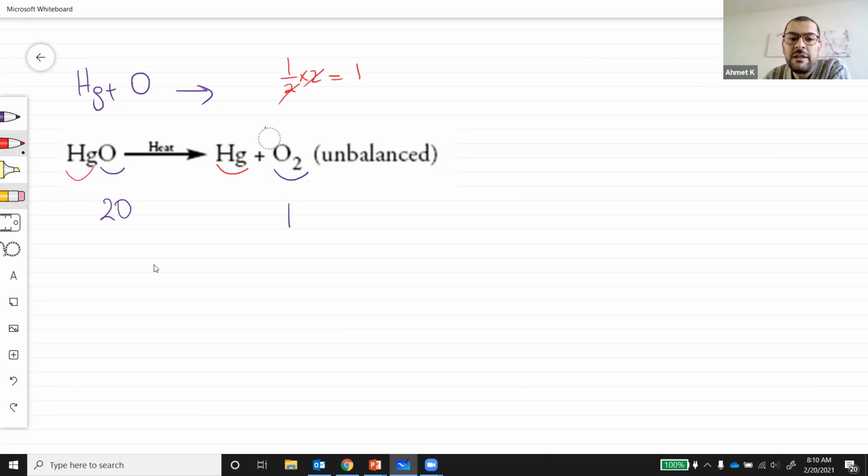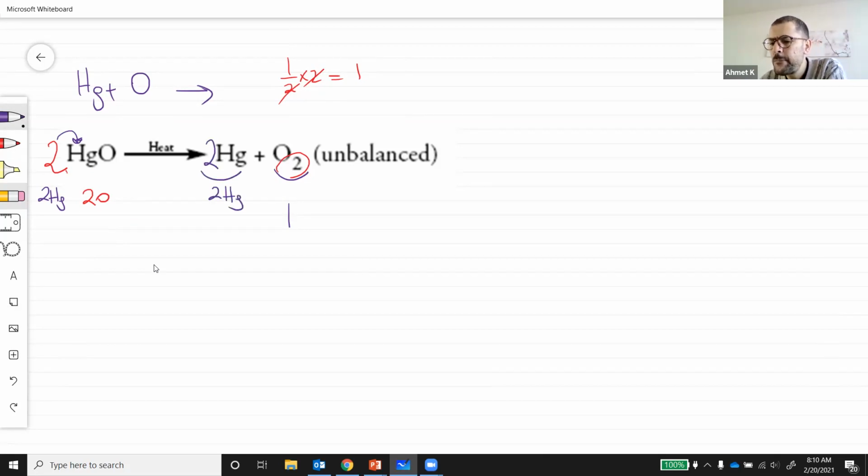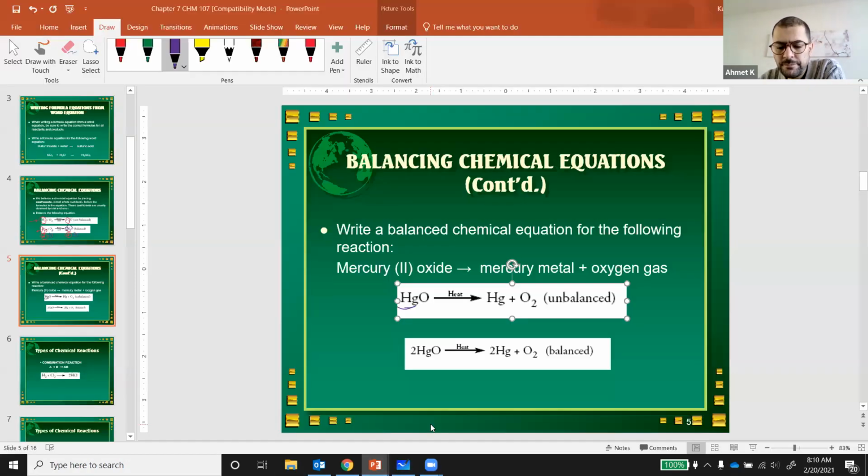But if you don't want to work with fractions, you can put 2 here, because you have 2 oxygens here. You need to put 2 here so that you are balancing. But whenever you do that, now you have 2 oxygens, but all of a sudden you have 2 mercury here too, so the mercury is not balanced. Therefore you have to come here and also put 2 in front of mercury so that you have 2 mercury on the product side. Okay? That's how it is really. Just trial and error. All right.